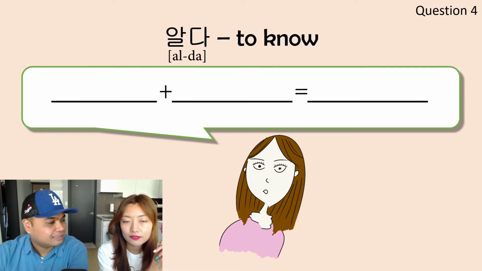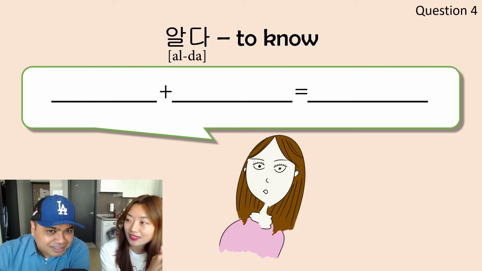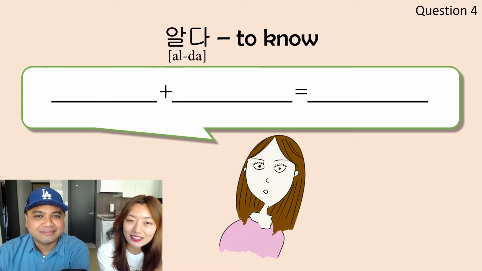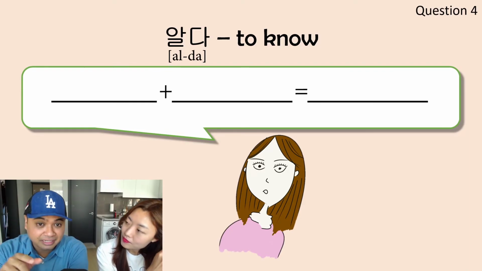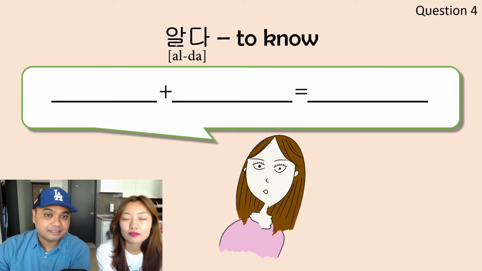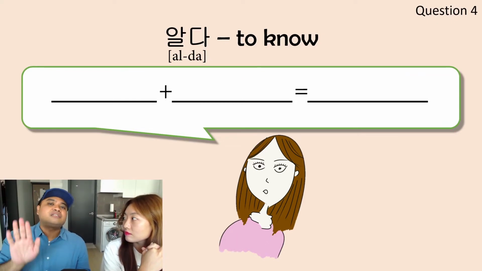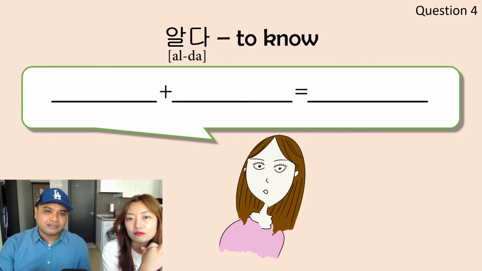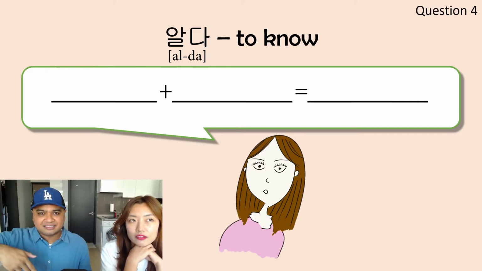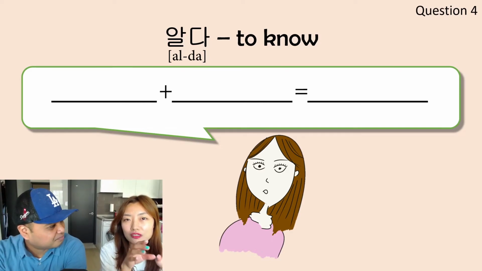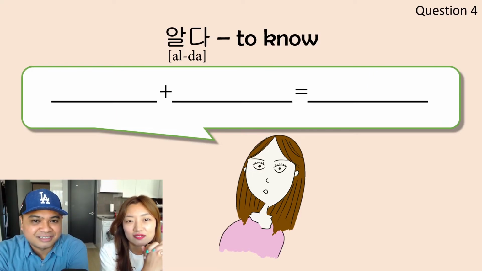Alda, 알다. Now, 알다. Like I feel the L sound right here. In English, our L, our tongue is sticking out this way. Our tongue is completely up. But with their L and R, it's kind of in between. So 알다, it's just in the middle of R and L.